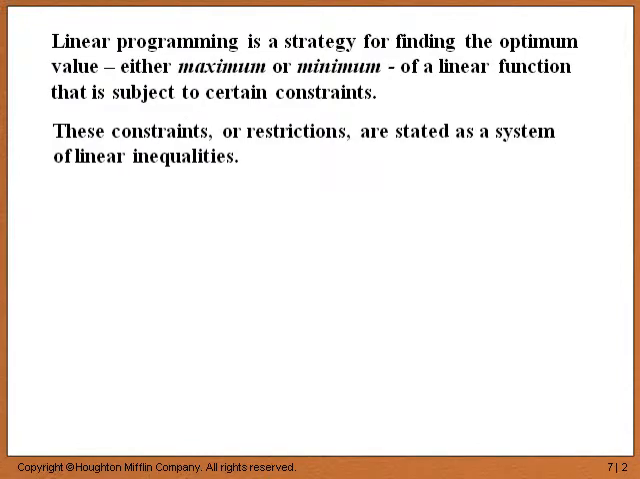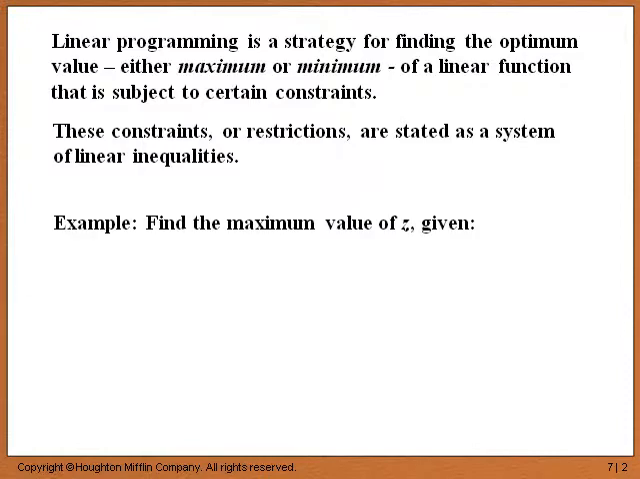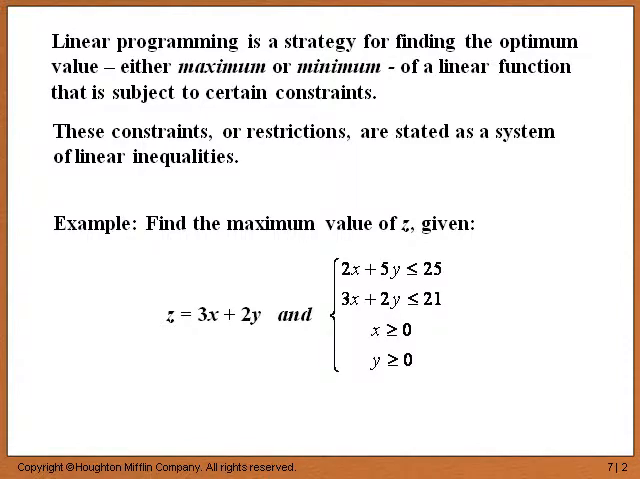Now, the constraints or restrictions are stated as a system of linear inequalities. So we're going to look at a specific series of constraints. For example, we want to find the maximum value of z given z equals 3x plus 2y and these constraints. 2x plus 5y is less than or equal to 25. 3x plus 2y is less than or equal to 21. X is greater than or equal to 0. Y is greater than or equal to 0.